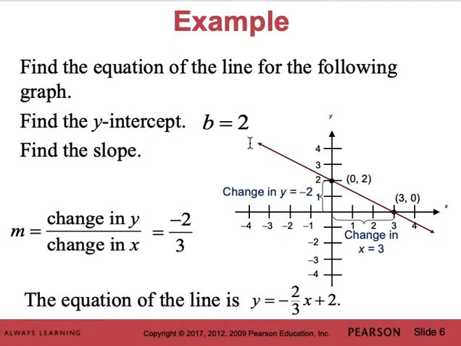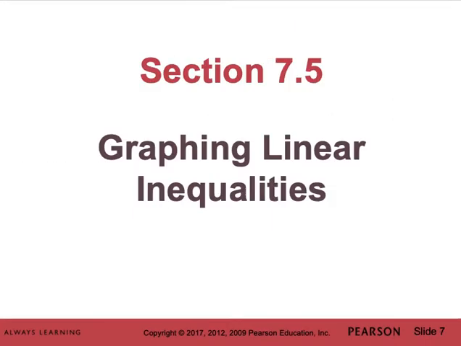I notice this line is going down. So to go from point A to point B, I'd have to go down 2 and to the right 3. So it's a negative 2 over 3. To put that all together, my y-intercept was 2, my slope is negative 2 over 3, so my equation of the line is y equals negative 2/3 x plus 2.